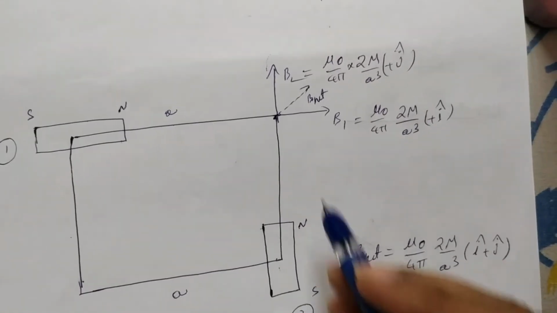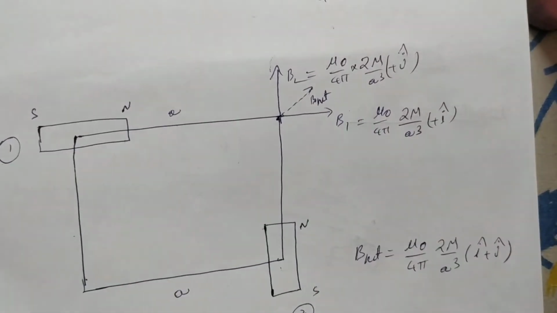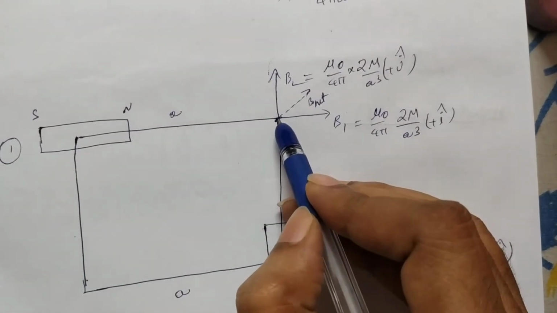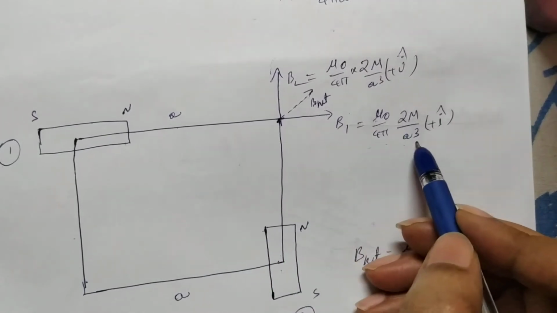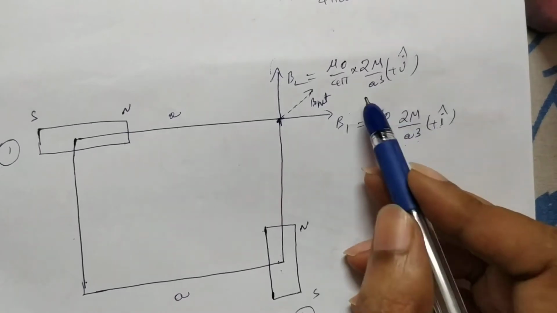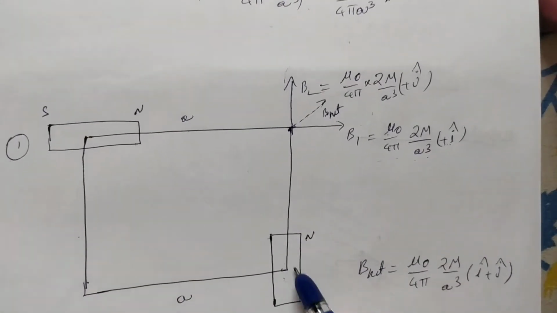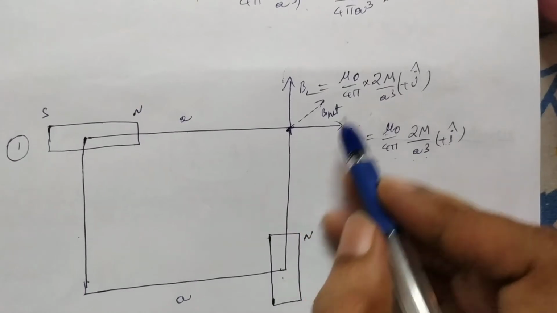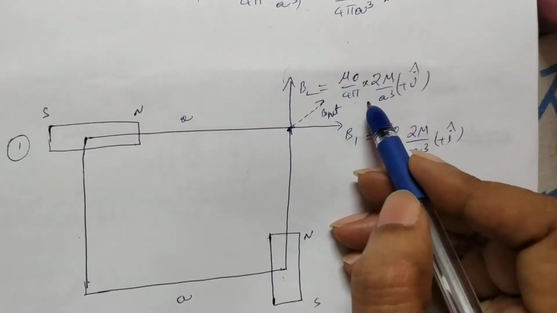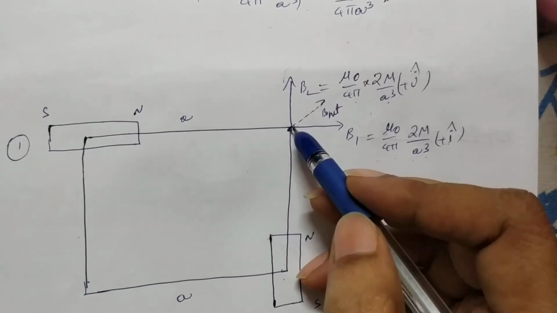Now what is the field here? This is a point on the axial line of this bar magnet. For this bar magnet also, axial line. Then what happened? This field is not changing. Mu naught by 4 pi 2m by a cube in i cap, and this you get vertically up here. Why? Because on the axial line, the field is acting in the direction of the axis, magnetic axis, south to north. So here also acting up. But what is the amount of field? Mu naught by 4 pi 2m by a cube here, because that is also the axial line only.